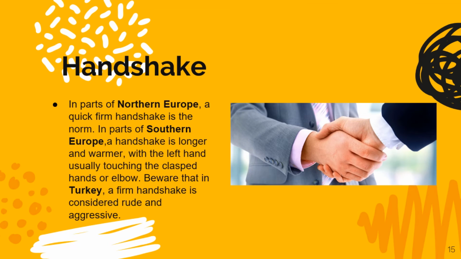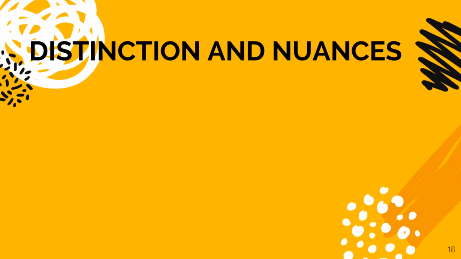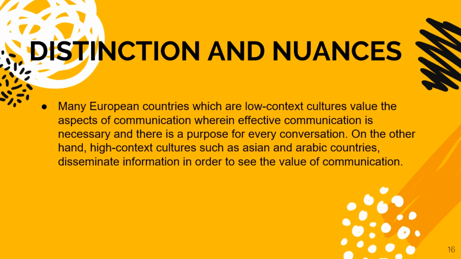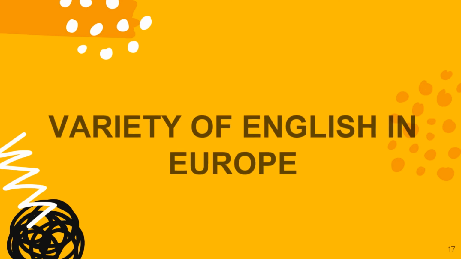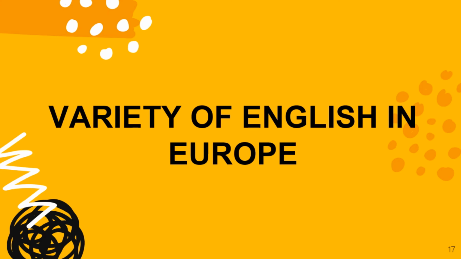Here are some distinctions and nuances to remember. Many European countries, which are low context cultures, value the aspects of communication wherein effective communication is necessary and there is a purpose for every conversation. On the other hand, high context cultures such as Asian and Arabic countries disseminate information in order to see the value of communication. The topic we're now going to tackle would be the variety of English in Europe.